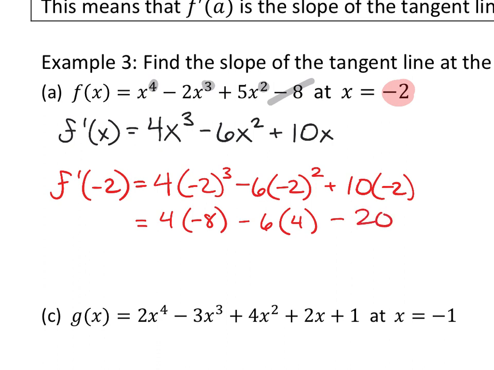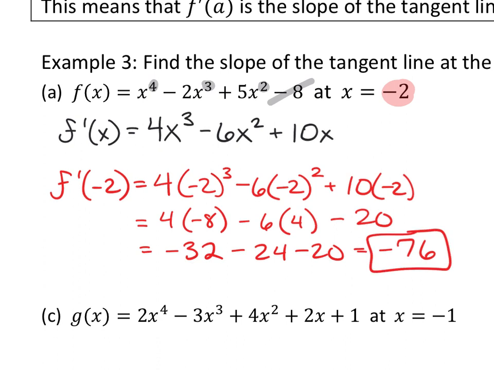Again, we're just doing this in our brain to practice computation. It's obviously just something you would type in a calculator. Negative 32 minus 24 minus 20 is equal to negative 76. So the slope of that quartic function at the point negative 2 is negative 76.